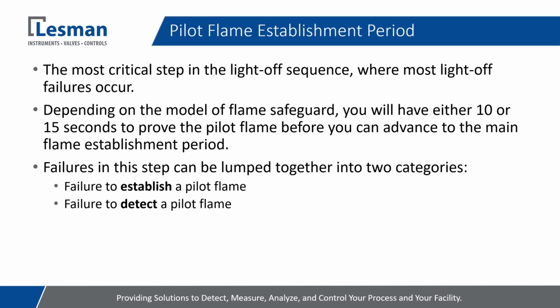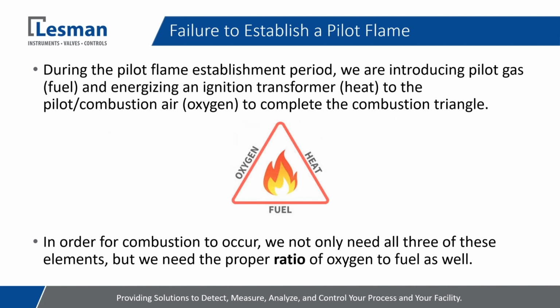When I look at the issues that come up during a pilot flame establishment period, I usually lump them into two categories: failure to establish a pilot flame and failure to detect a pilot flame. And I'll get into a little bit more detail on some of these. So of course, failure to establish a pilot flame just means that we're trying, but for whatever reason, combustion is not occurring. And we have to go back and think about our combustion triangle for a minute, right?